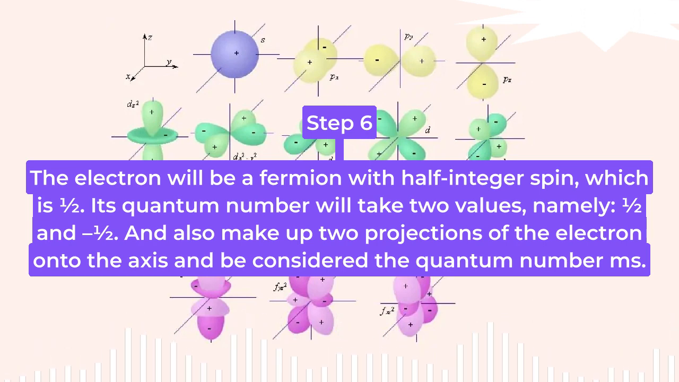These also make up two projections of the electron spin onto the axis, and are considered the quantum number ms.